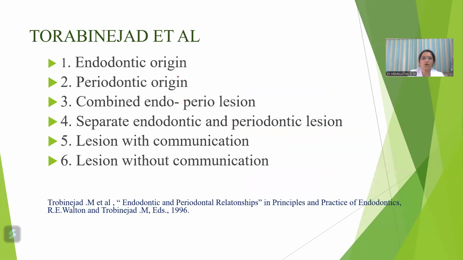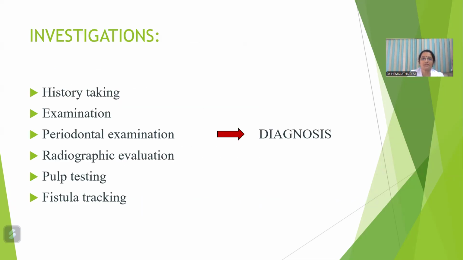Coming on to the Torabinejad et al. classification, you have six types of lesions. First is lesions having endodontic origin, lesions having periodontic origin, combined endo and perio lesion, separate endodontic and periodontic lesions, lesion with communication, and lesion without communication. So, just two of the classifications I have addressed.